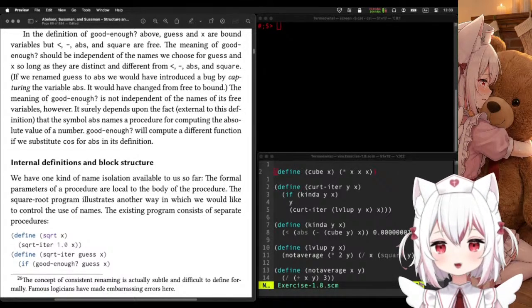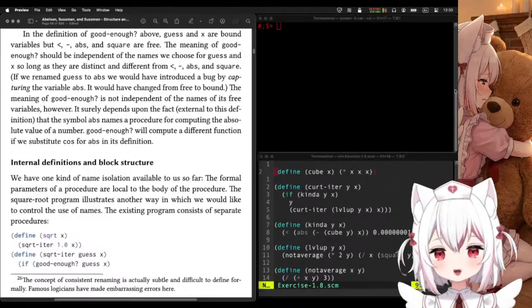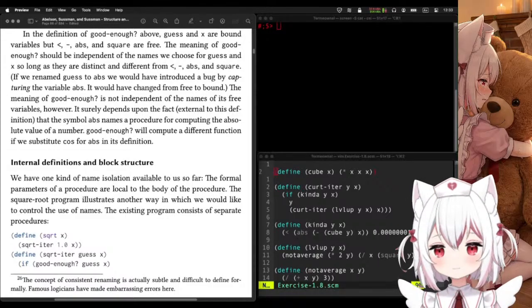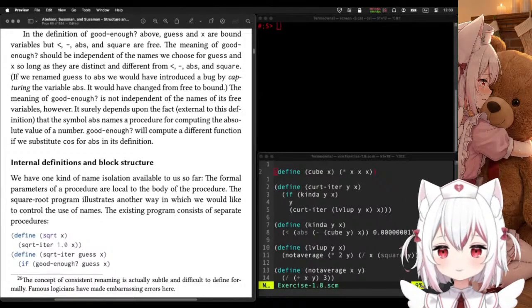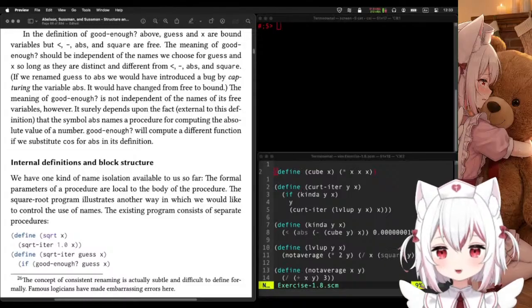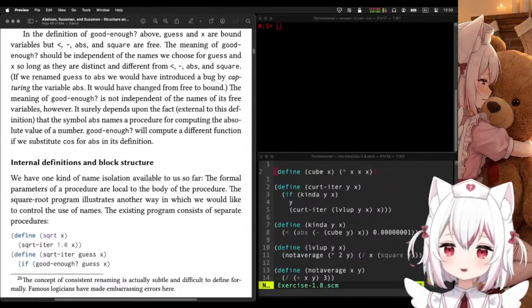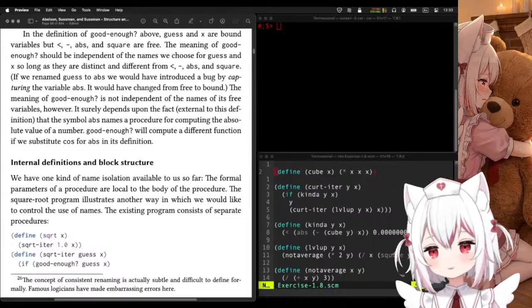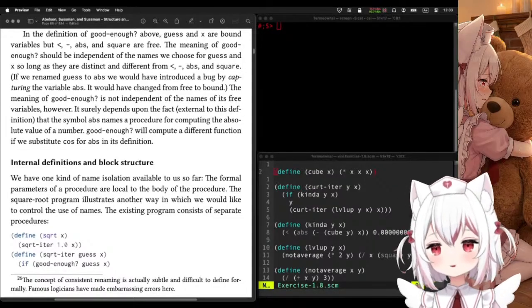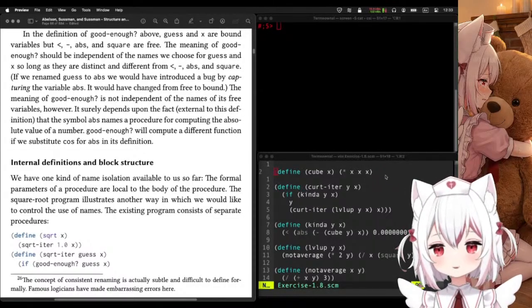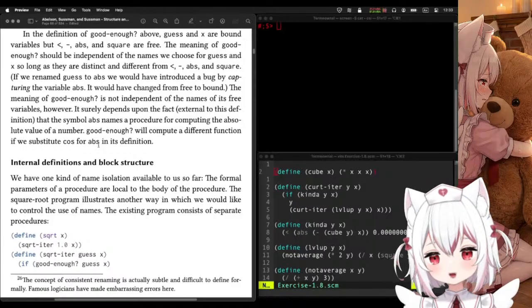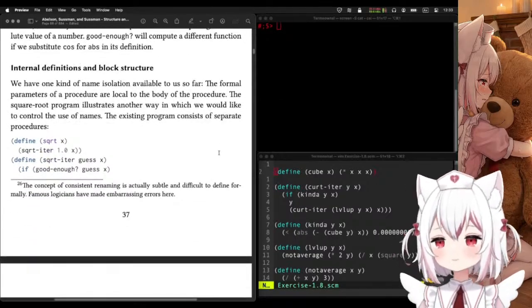The meaning of good enough is not independent of the names of its free variables, however. It surely depends upon the fact, external to this definition, that the symbol absolute names a procedure for computing the absolute value of a number. Good enough will compute a different function if we substitute cosine for absolute in its definition. Okay, fine.